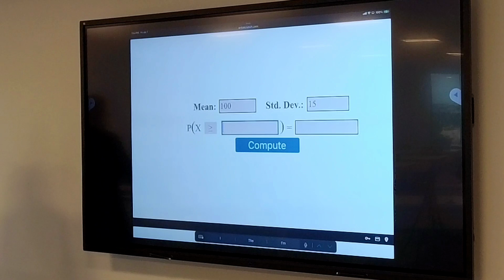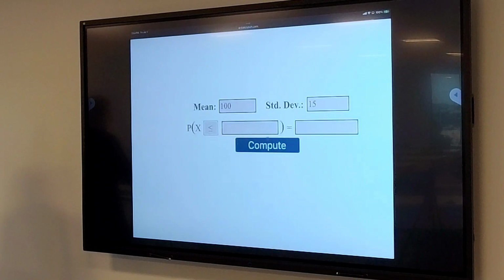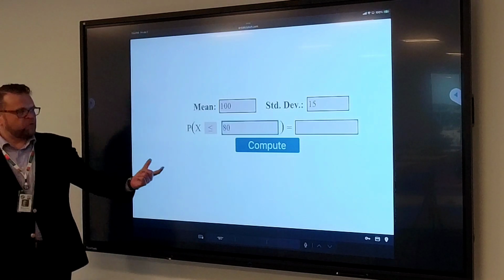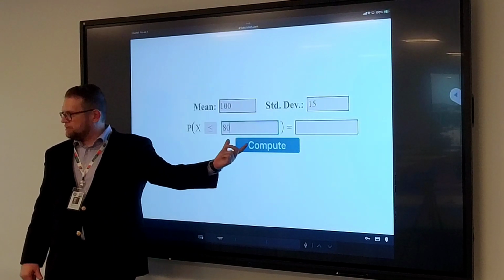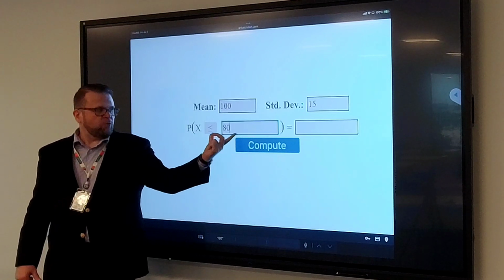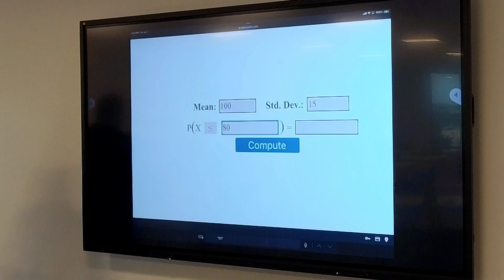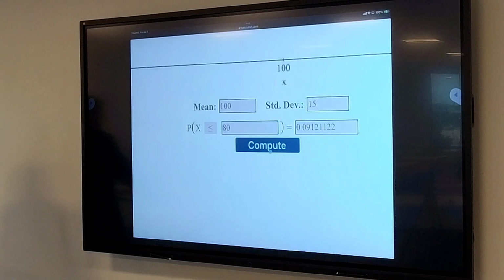Is my inequality going to be correct? I want to know about the probability of a randomly selected person having IQ less than or equal to 80. No, it needs to go the other way. Do you see how this stuff between the parentheses is an event? Yeah, it's the event that the randomly selected person I picked had an IQ less than or equal to 80. And that probability is about a 9% chance.